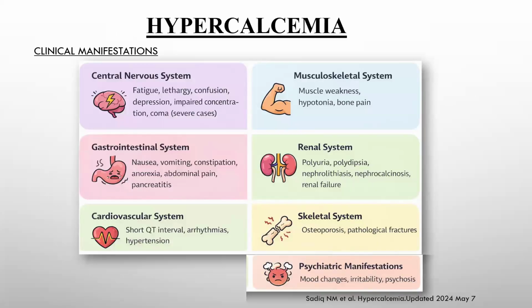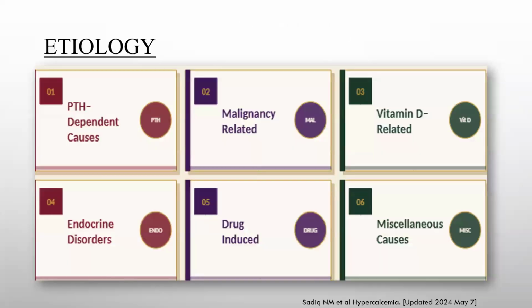Coming to hypercalcemia, it is when the calcium level is more than 10.5 or the ionized calcium more than 1.3. The clinical manifestations include the CNS manifestations like fatigue, lethargy, confusion, depression, impaired concentration, coma; GI manifestations like nausea, vomiting, constipation, abdominal pain; serious manifestations like arrhythmias, hypertension, muscle weakness, bone pain, polyuria, polydipsia, nephrolithiasis; skeletal system like osteoporosis, pathological fractures; and psychiatric manifestations like mood changes, irritability, and psychosis.